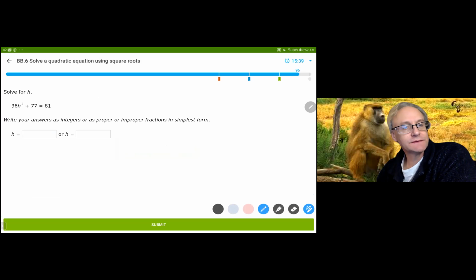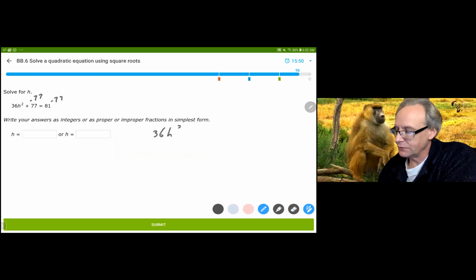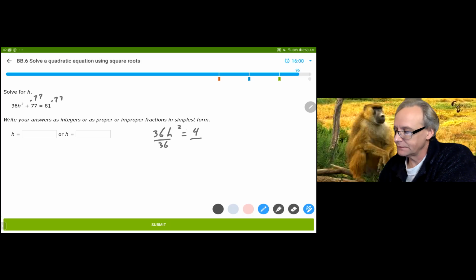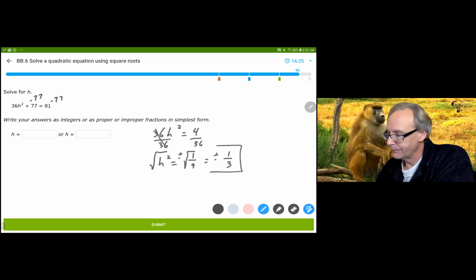This one's a little more interesting. Let's subtract the 77. 81 minus 77 is 4, isn't it? So we get 36h squared equals 4. And if you're not careful, you might think that this is 9. It's not 9. When we divide by 36, this says h squared equals 1 over 9, doesn't it? Yes, you could have left the 4 over the 36, but it's better to have the 1 over 9, because then when you take the square root, you just get plus or minus 1/3. And there you go.